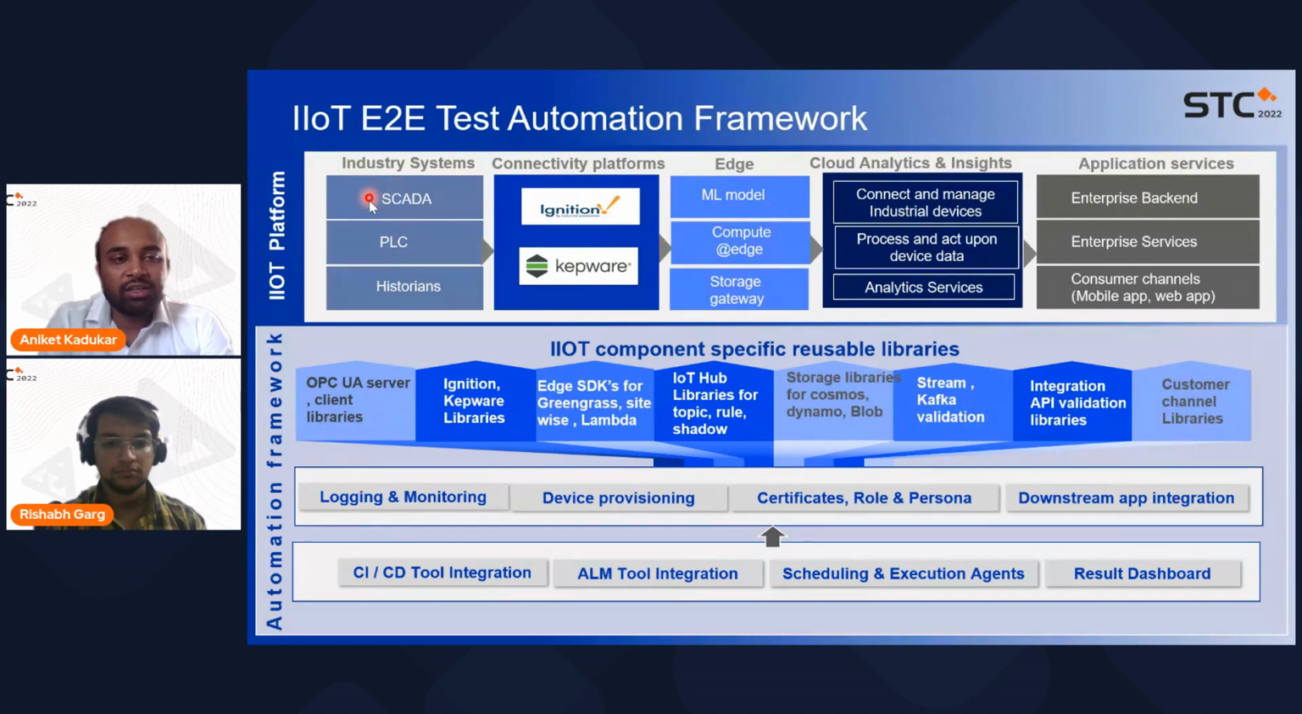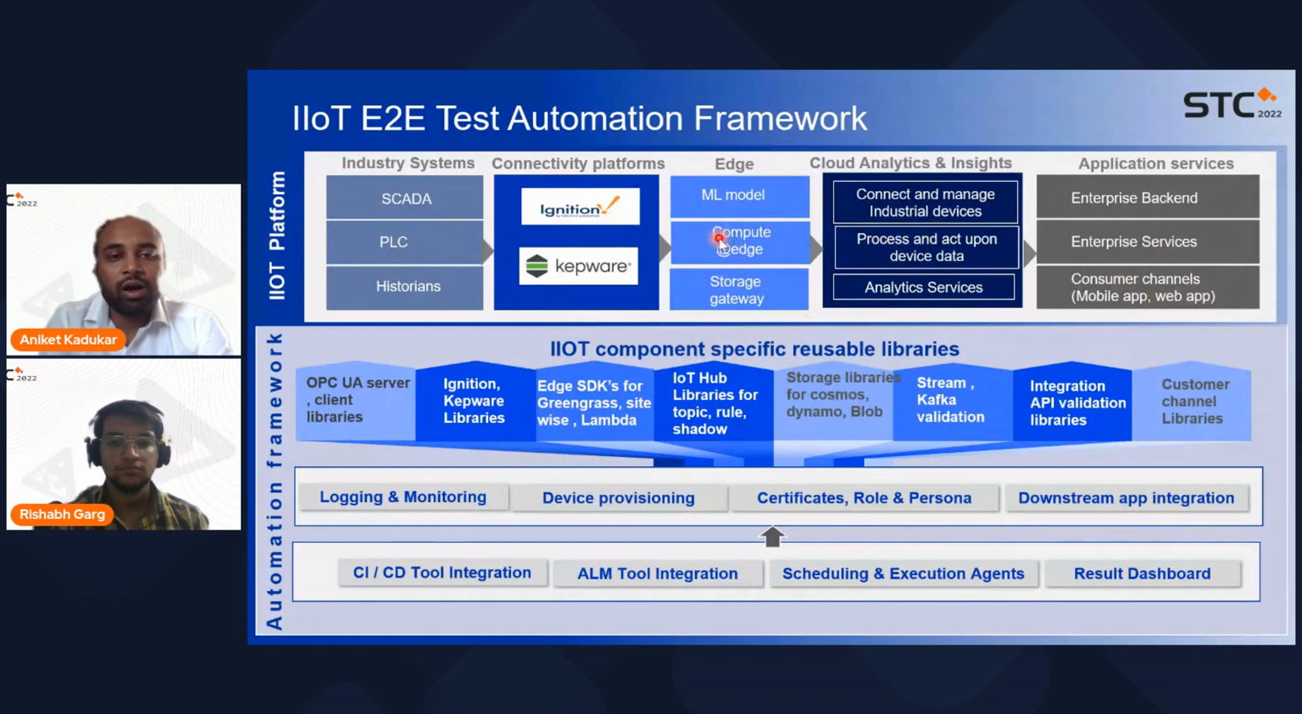Like in industries, we will have the SCADA, PLCs, historian, and other machineries, which will send the data to their connectivity platforms such as Ignition, Kepware. From that platform, we will send this data to the edge, such as compute, storage gateway, as well as ML model. After that, we can send the data to the cloud for analytics and insights. Whatever data we are getting, we can see it in the enterprise backend or other enterprise services, or other consumer channels such as mobile app as well as web app. So this is how any IoT application works.